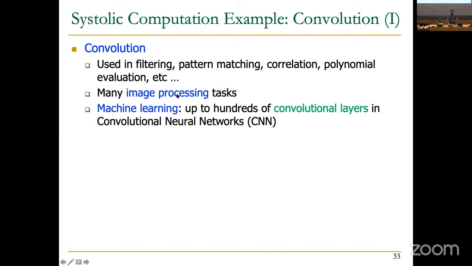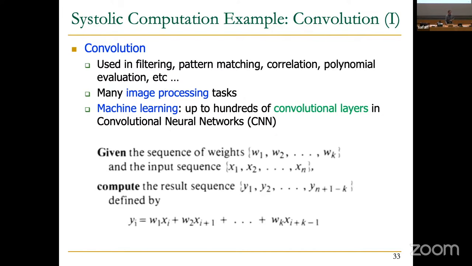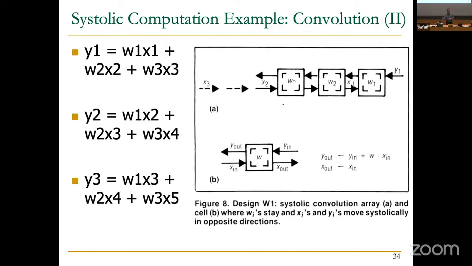Today, it's also used in machine learning, but in the past, it was used for other tasks. It's still used for other tasks. And this is the equation. And this is a simple systolic array that actually calculates that equation. Now, let's take a look at what this does. It's a linear array of processing elements. And it's actually described over here.